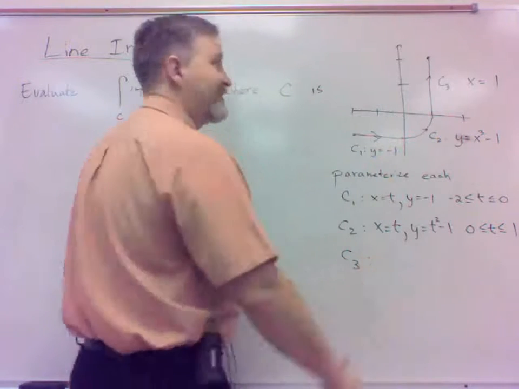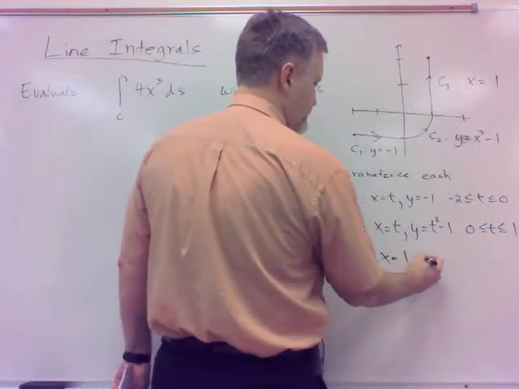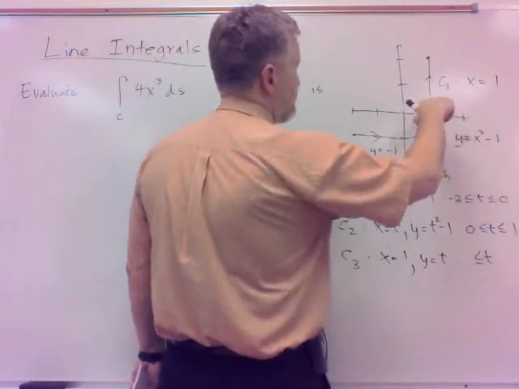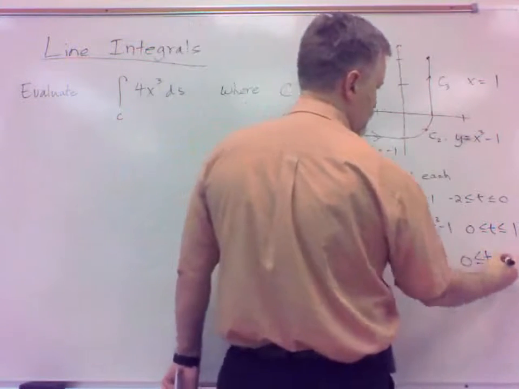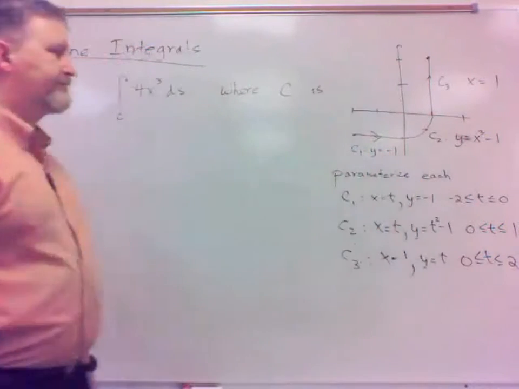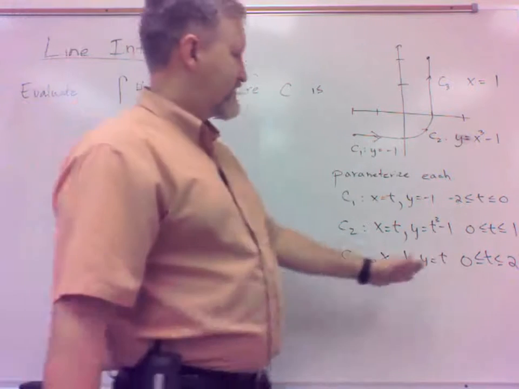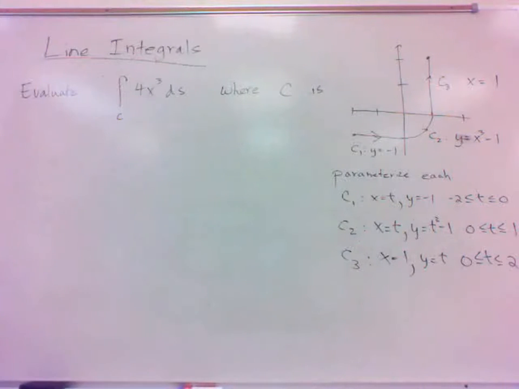And then C3? Well, the x is always 1. So the x is 1. In that case, the y is t. And then t ranges from, well, whatever the y values range from, 0 to 2, right? So the t values don't necessarily have to be in order, because in this case, t goes from 0 to 2, and before, t goes from 0 to 1. But that would get us each part of that curve.